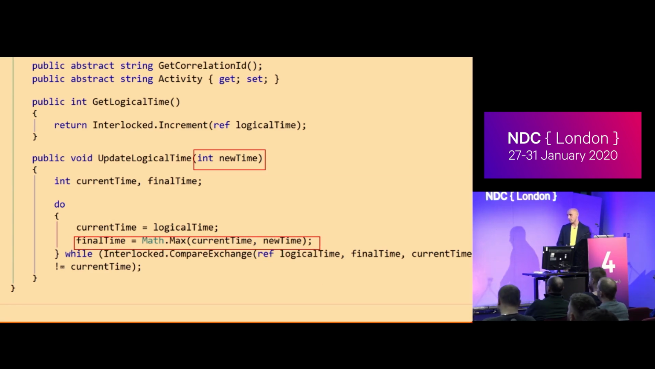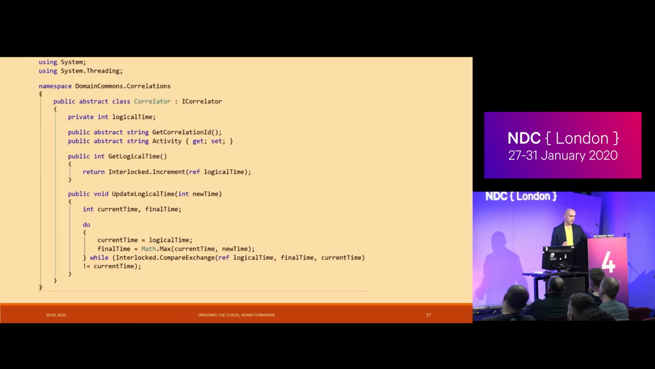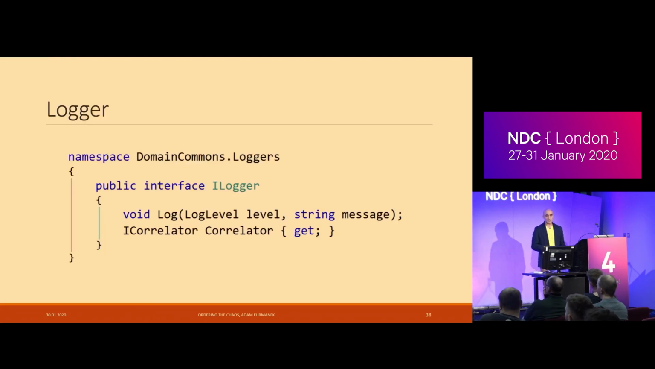And again, we do the interlocked compare exchange just to store the new value of the time, yes? So this is how we store these things. And this is the basic implementation. You can see that this class is still abstract because we need to fill in the second piece of information, which is correlation ID. But this implementation we want to use across all the nodes, all the machines in our distributed system. So what we do next is we would like to have some logging infrastructure.